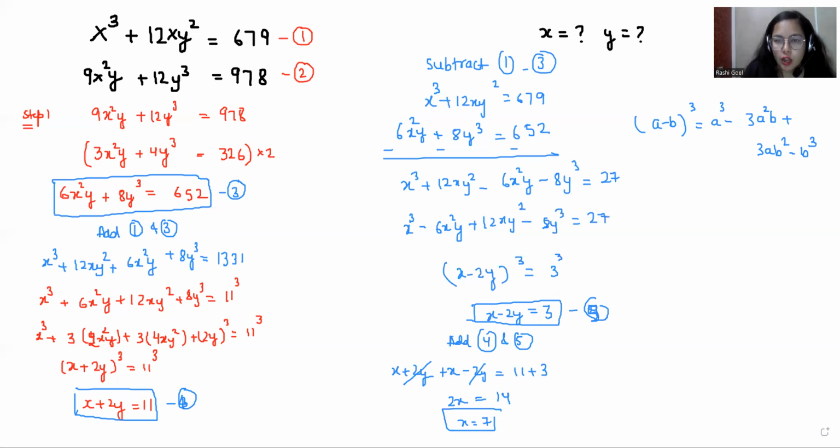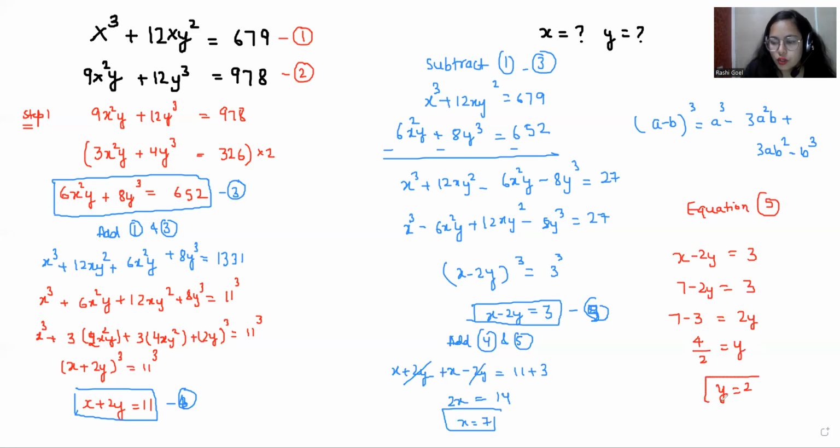Similarly, I can put the value of x in either equation 4 or 5 and calculate the value of y. So I'm taking equation number 5. x minus 2y is equal to 3. So 7 minus 2y is equal to 3. 7 minus 3 is equal to 2y. 4 over 2 is equal to y, and the value of y is 2. So we have the value of x as 7 and y as 2.